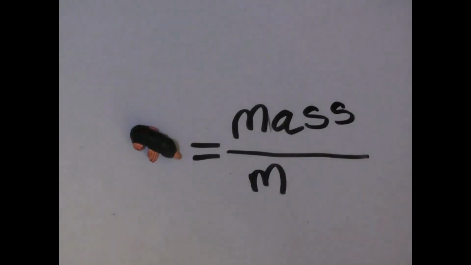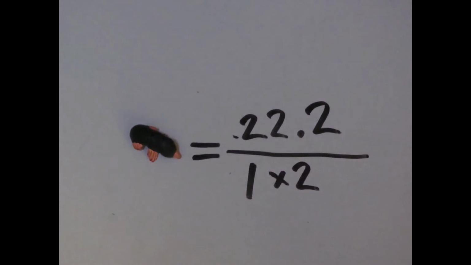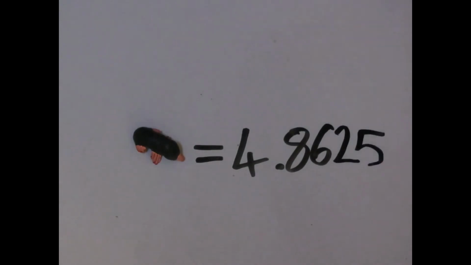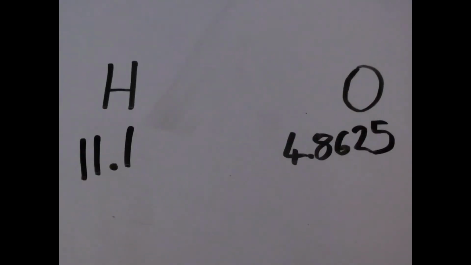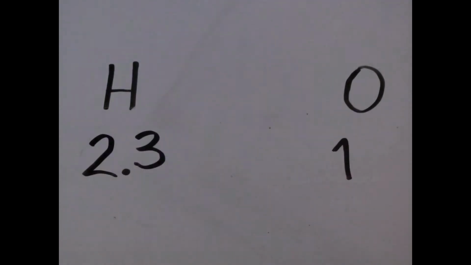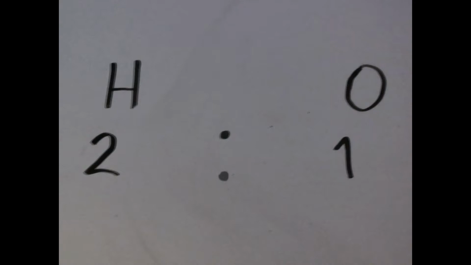Moles equals mass over Mr. The 22.2 divided by 1 times 2, because in H2O there's 2 lots of hydrogen, is 11.1 moles of hydrogen. If we have 77.8 divided by 16, this gives us 4.8625 moles of oxygen. So now we have our moles. What we do is divide by the smallest number of moles. That gives us a ratio of 2.3 hydrogen atoms to 1 oxygen. But let's round it down, so it's 2 to 1. This gives us 2 hydrogens to 1 oxygen, which we know is H2O.